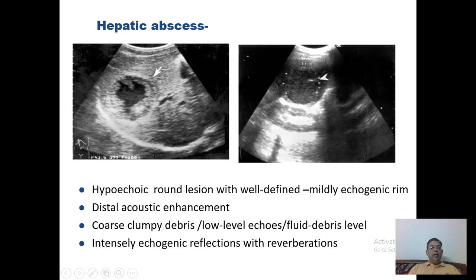It means it has different types of echoes coming from the same lesion, and then you can see clumpy debris and low level echoes, and sometimes you can even see a fluid debris level. And then once you make the patient move, there would be echogenic reflections with reverberations.